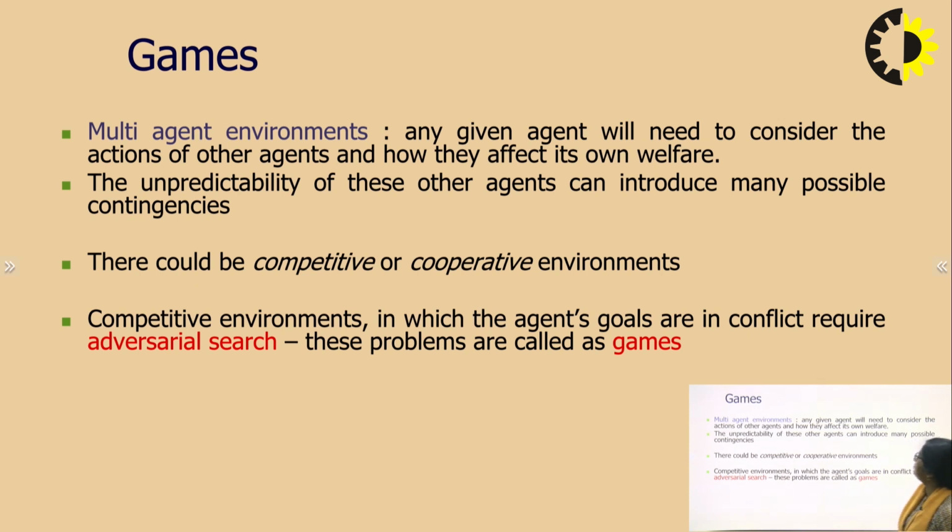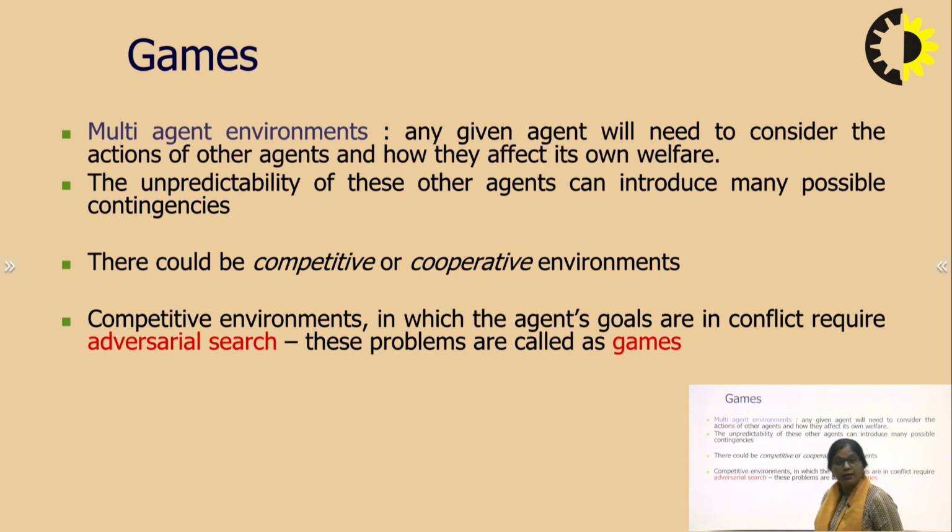Any given agent will need to consider the actions of other agents also, and how they are affecting the environment. That is our multi-agent environment, in which we have to consider the work done by the other agents. We cannot predict what work has been done by those agents, so that will create changes in the environment.